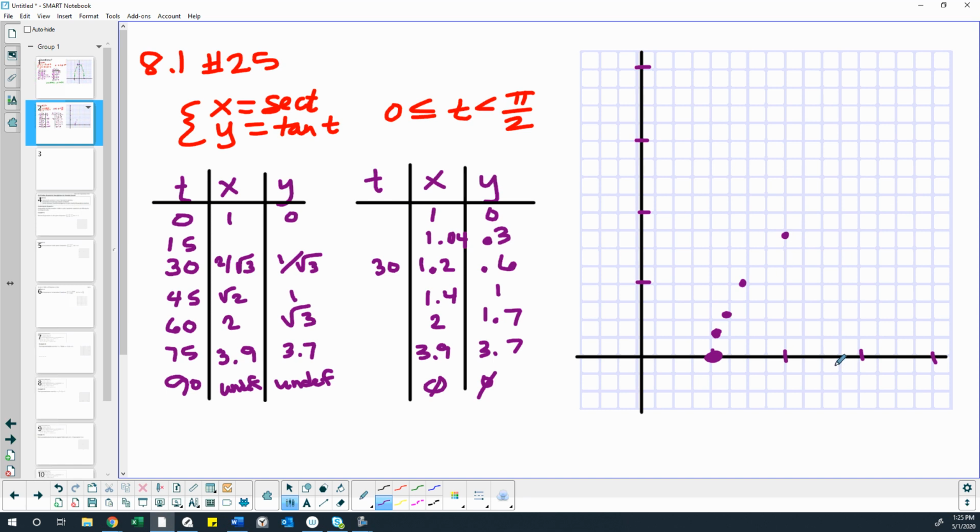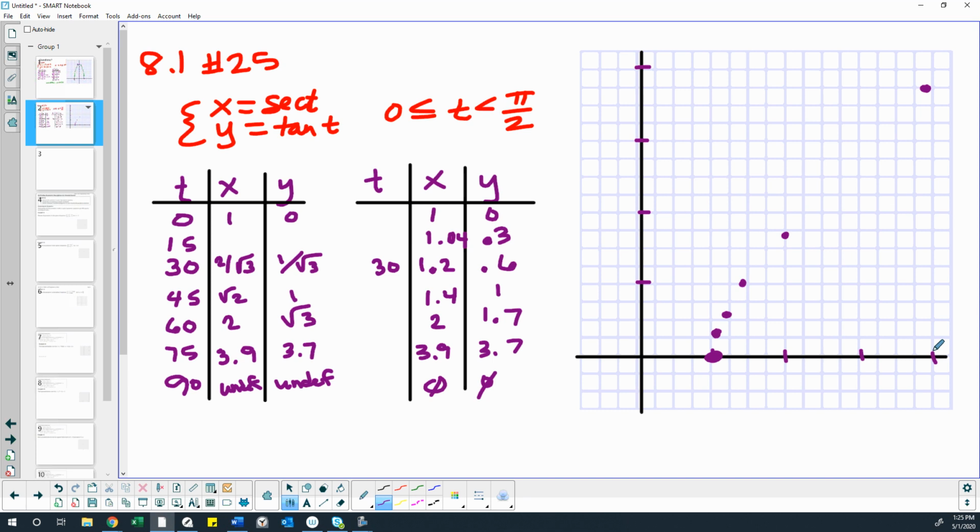And then we have 3.9. Boy, that shot up fast. And 3.7. So, okay, 3.7 would be about right there. That's interesting. All the points are really close together at first, and then it shoots up.